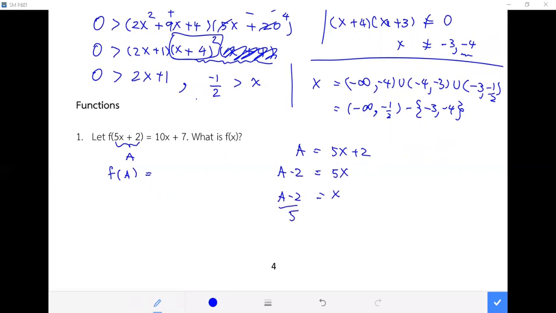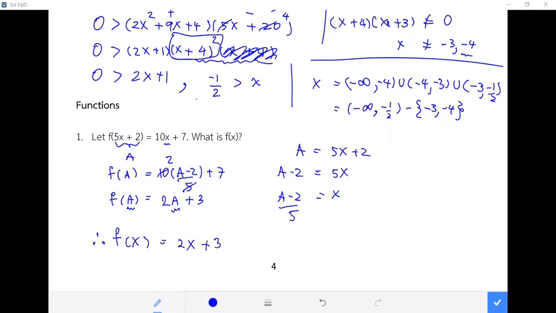So you have to change now. On this side, your x is going to be 10 times (a minus 2) over 5, and then plus 7. When you do the math, 5 and 10, you get 2, right? 2 times a is 2a, 2 times negative 2 is negative 4. Negative 4 plus 7 is plus 3. So f(a) is 2a plus 3, and a is anything. So if you want to change a to x, it's fine. Your f(x) is just 2x plus 3. Finish. Very easy, this problem.